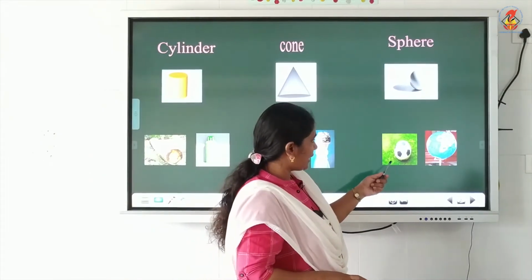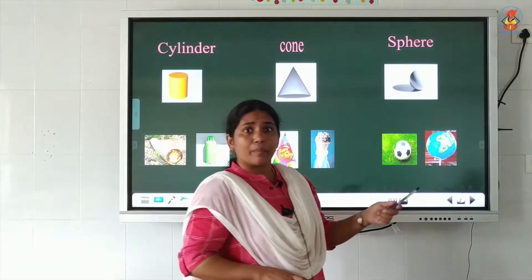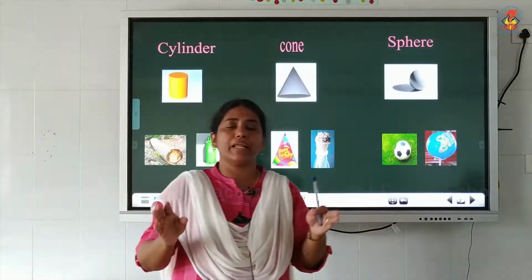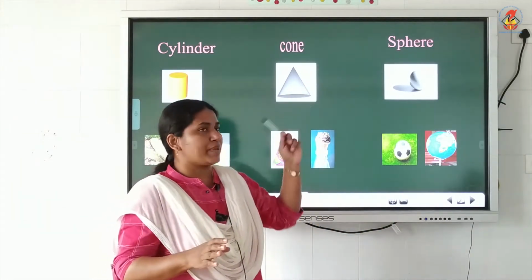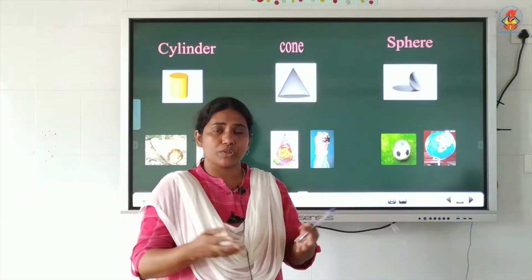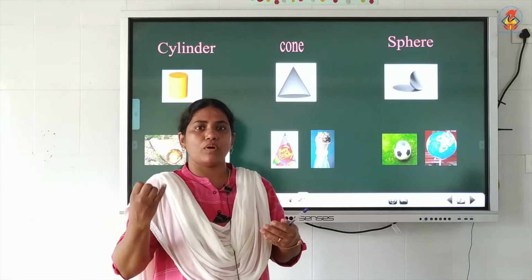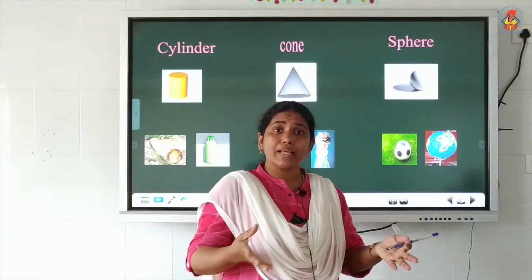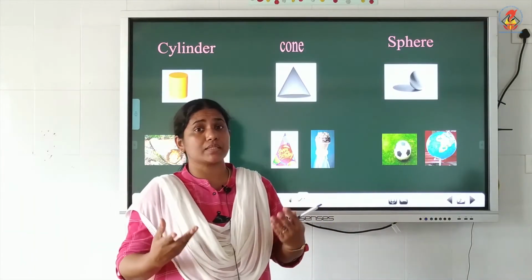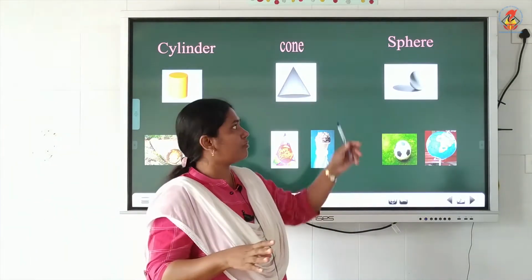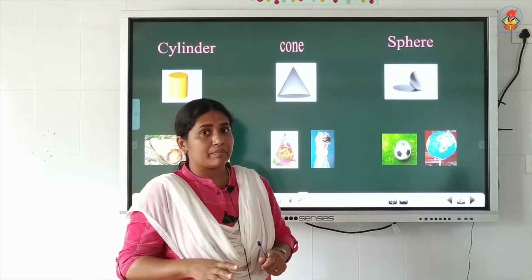Here I show one example. It's a football, but not only football. All types of balls are very good examples for sphere. Okay. So which types of balls can you see in your surroundings? Cricket ball, basketball, football, tennis ball, all these types of balls are very good examples for sphere. Don't make a mistake.